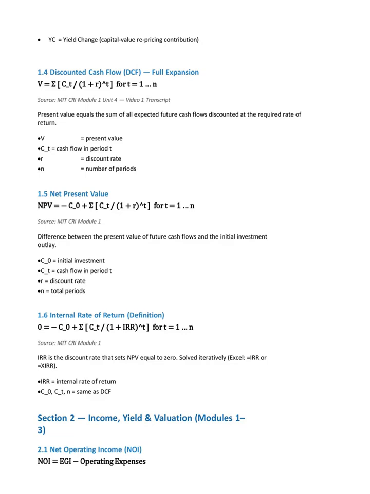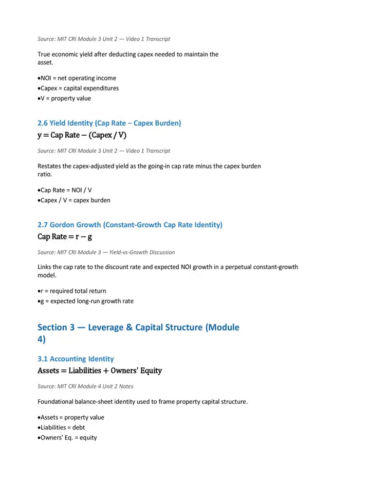Section 2 begins income, yield, and valuation with lesson 2.1 NOI. This page covers lesson 2.6, the yield identity. Equity yield equals cap rate minus capex burden. Lesson 2.7, Gordon growth. Cap rate equals required return minus expected long-run growth rate. The constant growth identity. Then section 3, leverage and capital structure.